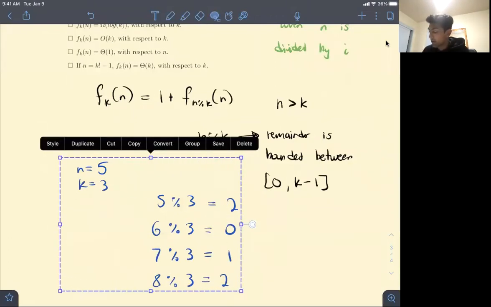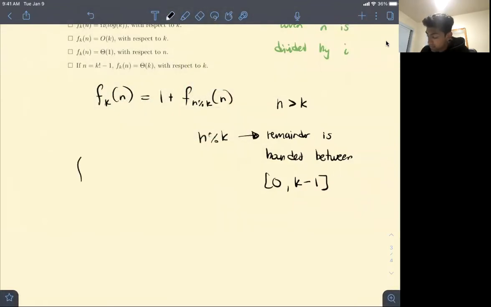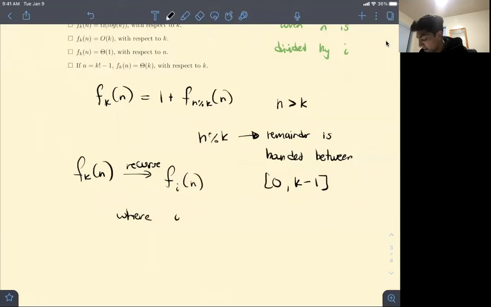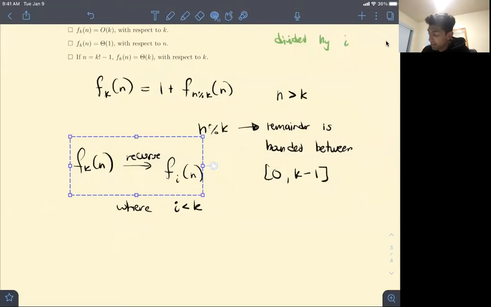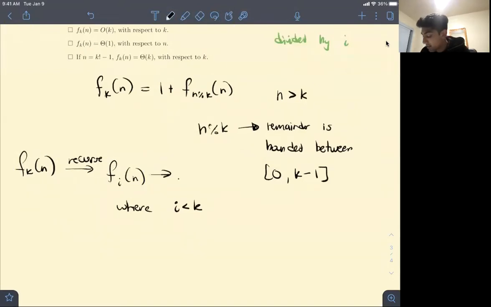So with this in mind, what we're going to notice is that f_k of n will recursively call some f_i of n, where i is less than k. Because this remainder is bounded from 0 to k minus 1, we know that this is going to be smaller than k. And by that logic, if we keep applying this over and over, looking at this chain of function calls, eventually we're going to recurse on f_0 of n, which is our base case.